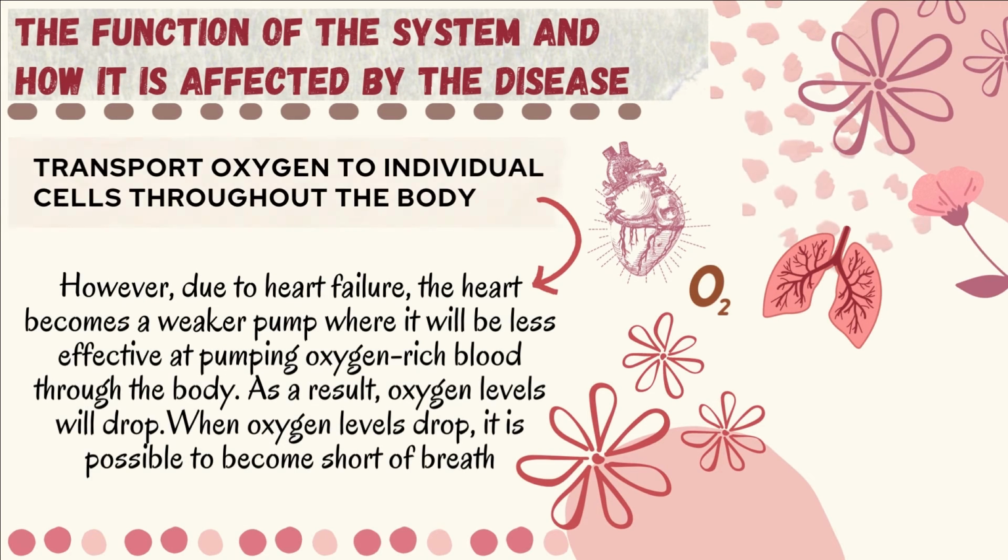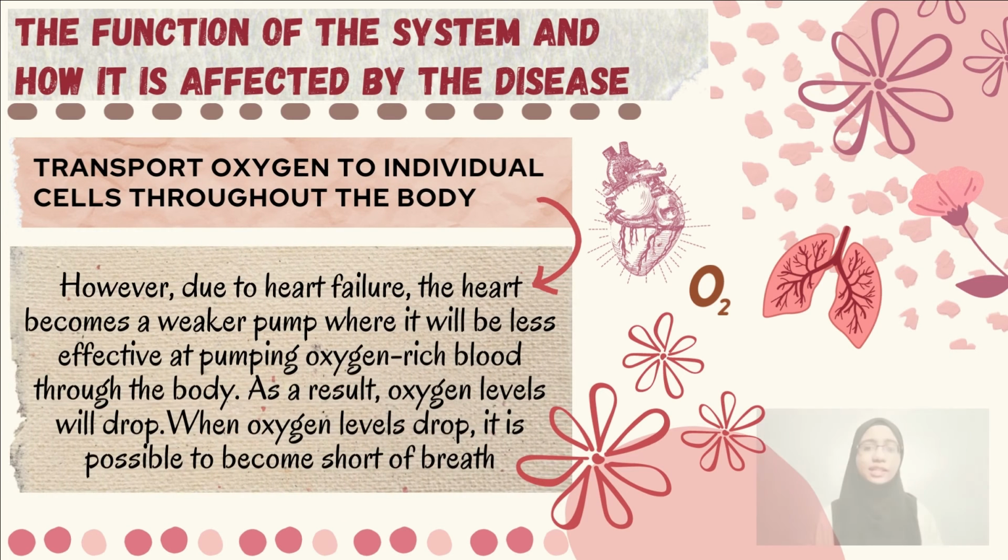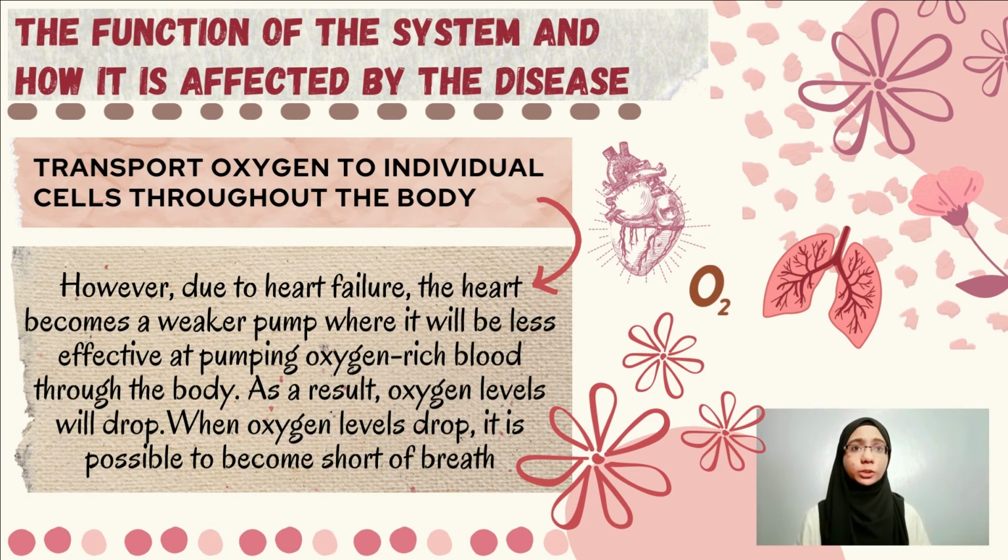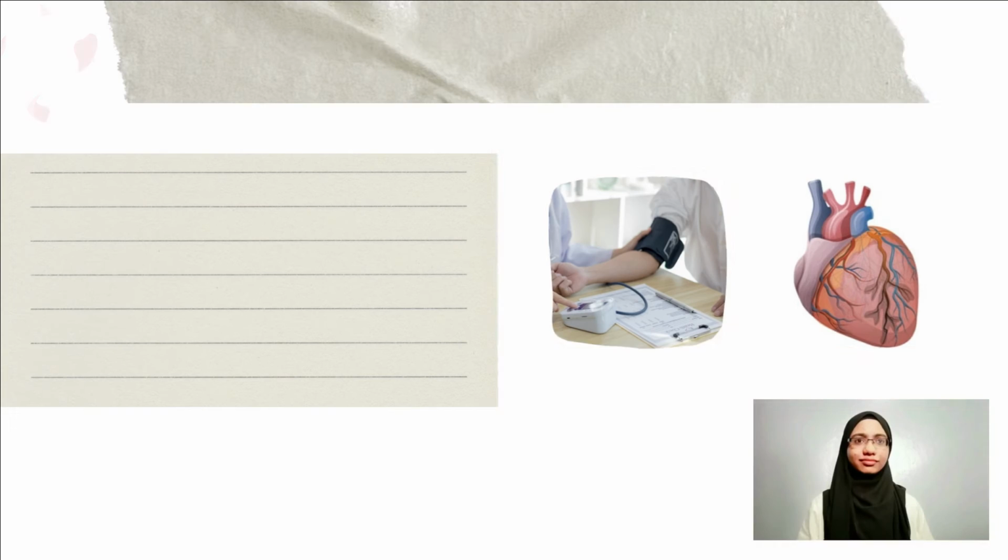The function of the system, and how it is affected by the disease: the function of the system is to transport oxygen to individual cells throughout the body. However, due to heart failure, the heart becomes a weaker pump and will be less effective at pumping oxygen-rich blood through the body. As a result, the oxygen level will drop. When the oxygen level drops, it is possible to become short of breath.